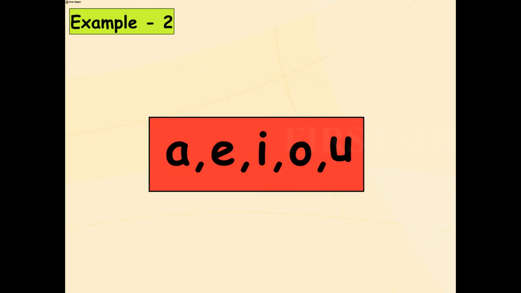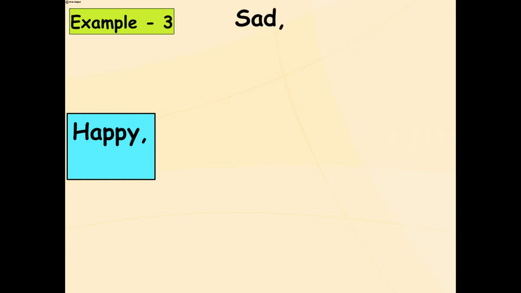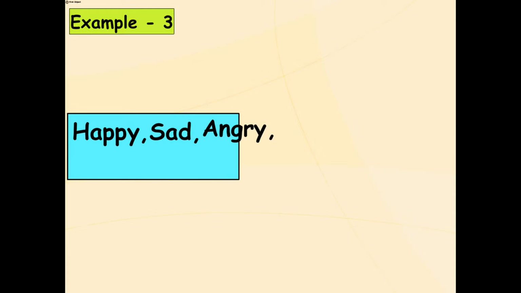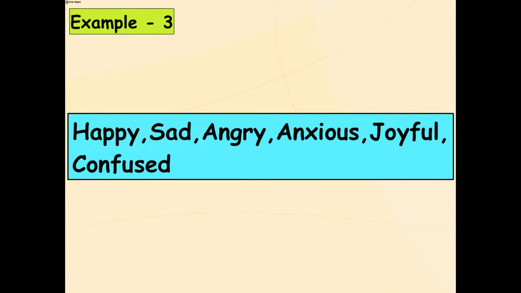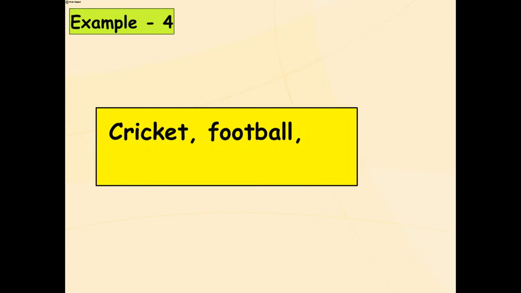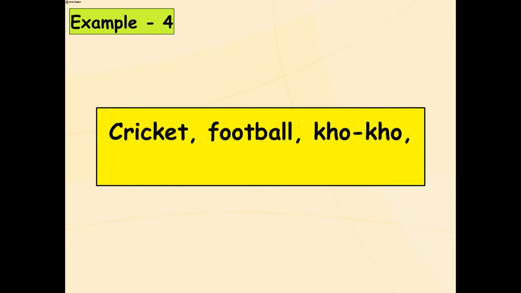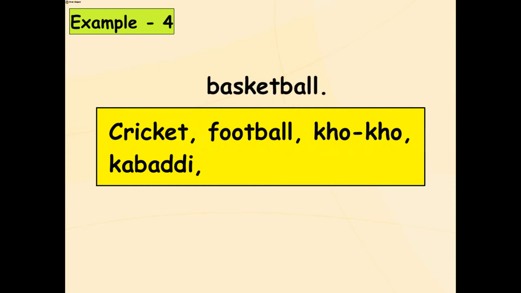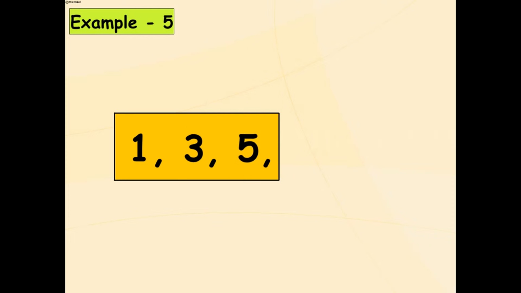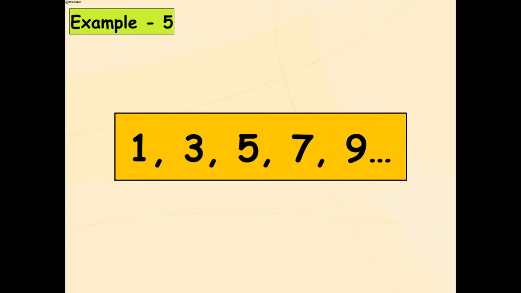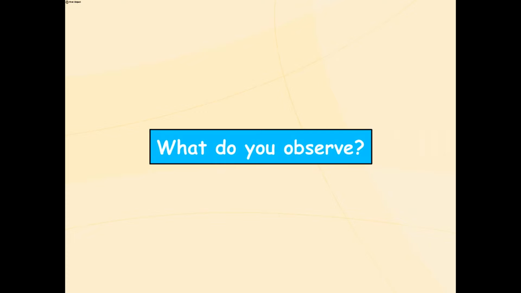A, E, I, O, U. Happy, sad, angry, anxious, joyful, confused. Cricket, football, kho-kho, kabaddi, basketball. 1, 3, 5, 7, 9, and so on. What do you observe?